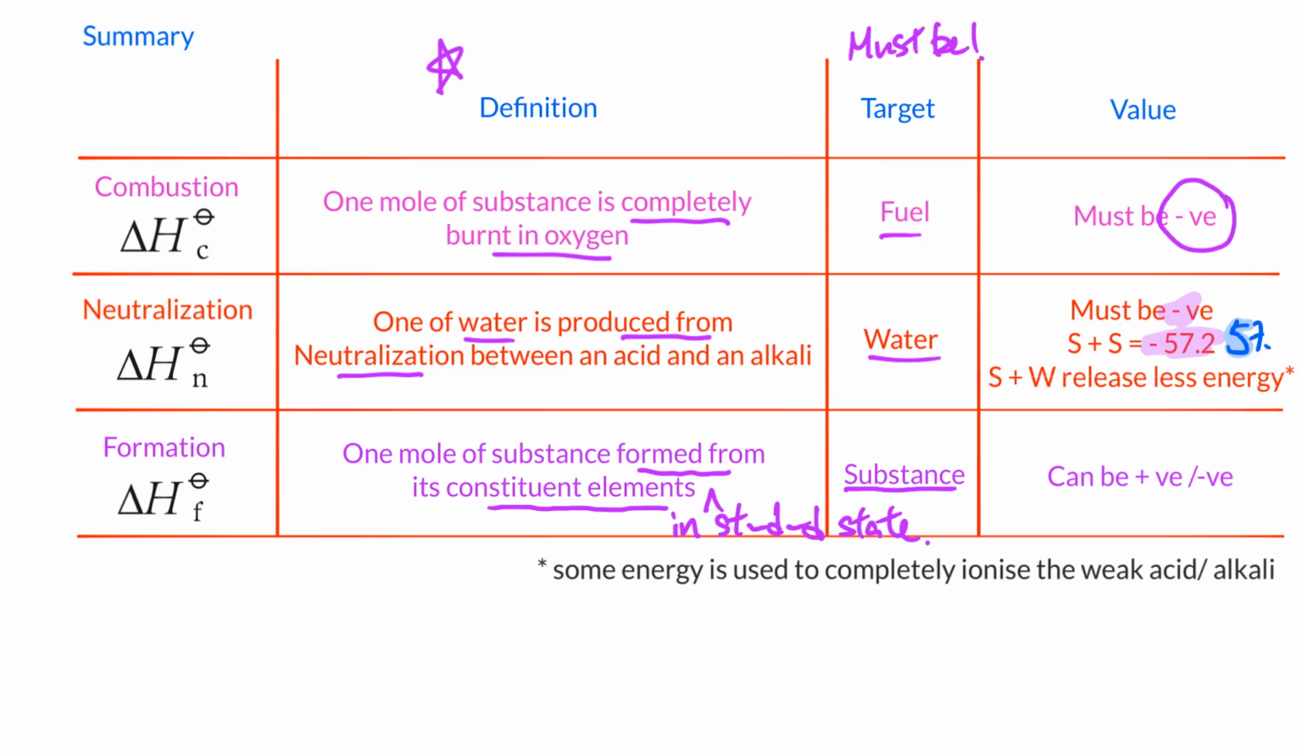But sometimes it will be less negative, less energy released, because when you add some weak acid or weak alkaline, some energy is used to completely ionize the weak acid and weak alkaline. But formation is something different. They can have positive or negative values, both are possible.